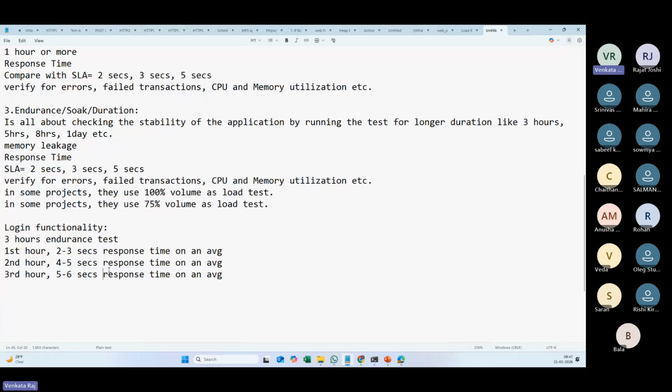not good, right? So your expectation is, if you are running a 3 hours test, the performance should be the same throughout the test. First hour, second hour, third hour, any time that you run, the performance, the response time should be similar. It can deviate 1 second here and there, but it should not have a major deviation.